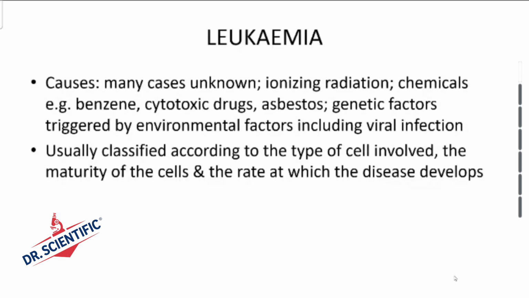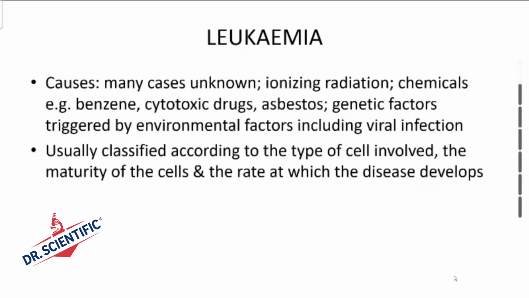Also asbestos, which we talked about when we talked about the respiratory system as one of the causes we think could cause lung cancer. It's thought that it can also cause leukemia. And then there are some genetic factors which are triggered by environmental factors, including viral infections. So there are some viral infections that are thought, in somebody with genetic abnormalities, to trigger them to start developing leukemia. Usually leukemias are classified according to the type of cell involved. They're also classified according to the maturity of the cells. So in most acute leukemias, mostly the cells will be immature.